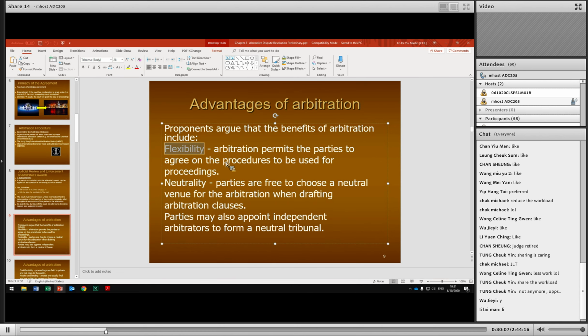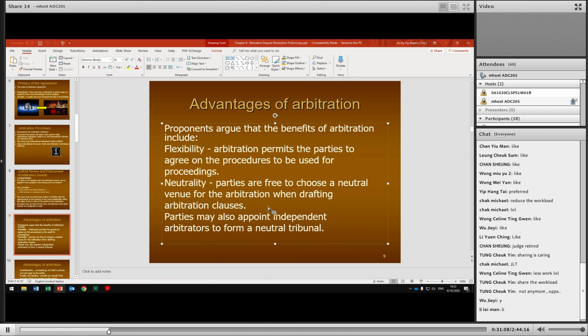But for legal action, you don't have any choice. Nearly everything is decided by the court. Neutrality, I think, is no different from litigation, because a judge is also supposed to be neutral. Parties are free to choose a neutral venue. For example, as I have mentioned before, if there's a contract between a Japanese company and a German company, and the case is to be heard in the court of Japan, of course the German company may not feel so good. If the case is heard in Germany, the Japanese will not feel so good. So they will prefer to have a neutral venue like Hong Kong or Singapore or Sweden. They're supposed to be neutral, so it may be more comfortable to both parties. So parties are free to choose a neutral venue for the arbitration when drafting arbitration clauses.